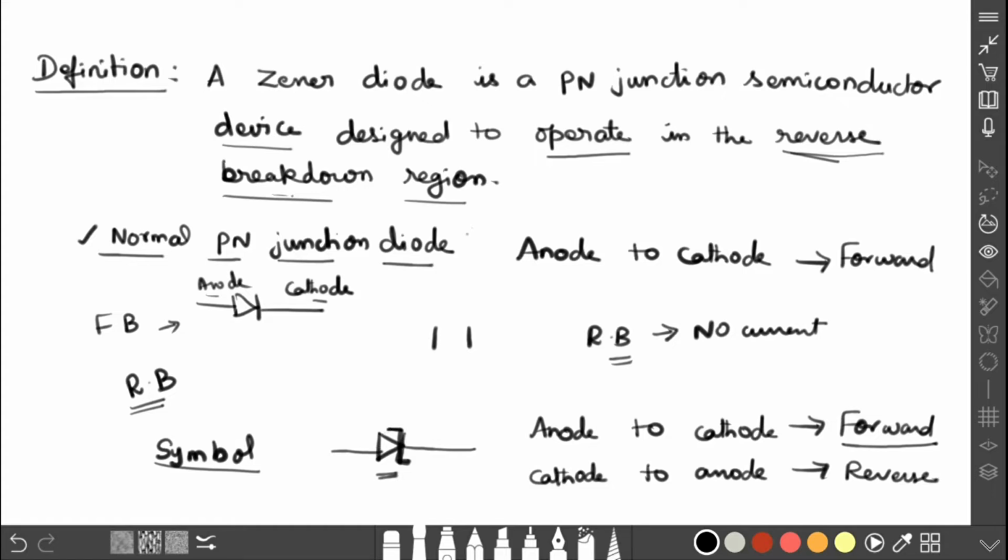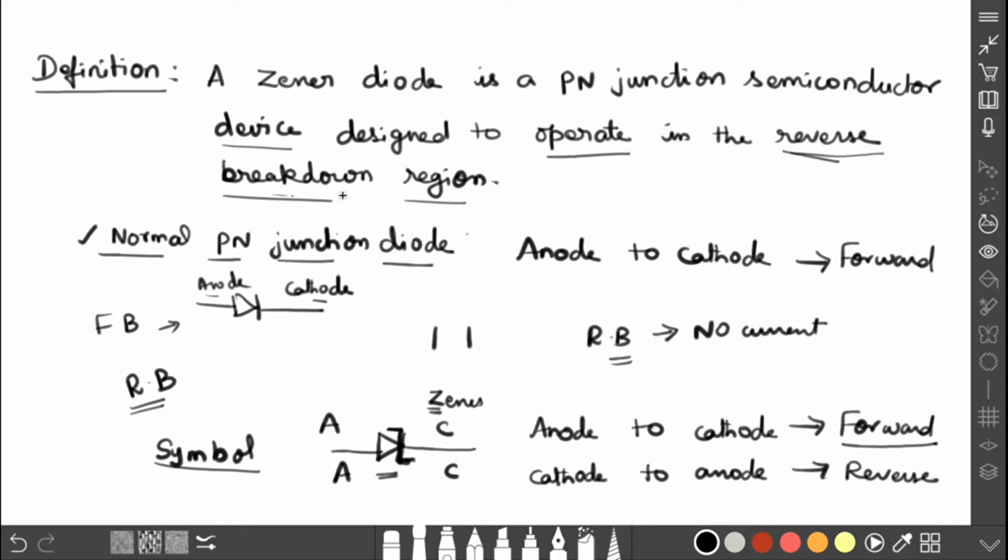This is the Z symbol. So Z represents Zener, the first letter of Zener. Or otherwise it represents that the current flow will be there in both directions, that is from anode to cathode as well as cathode to anode. So this is the representation or symbol of the Zener diode. Now you have a clear idea about the definition and the symbol for the Zener diode. So now the definition and the symbol are over.